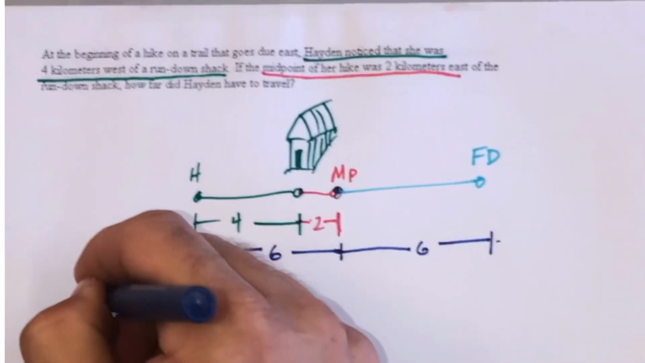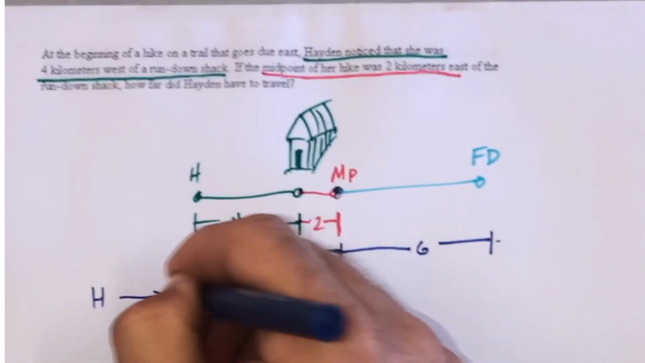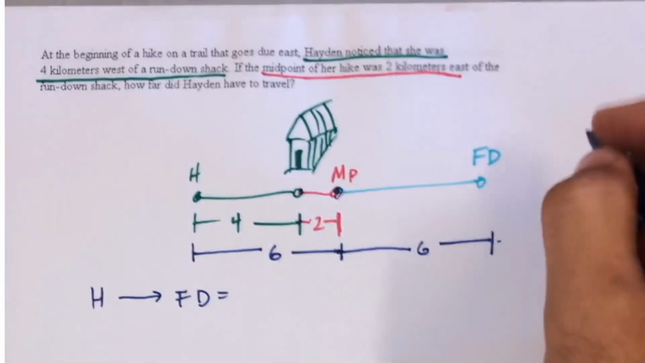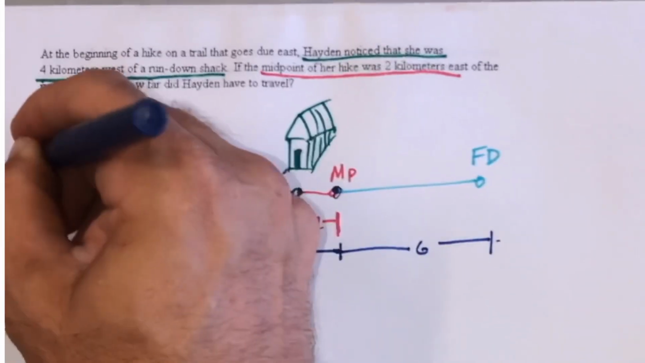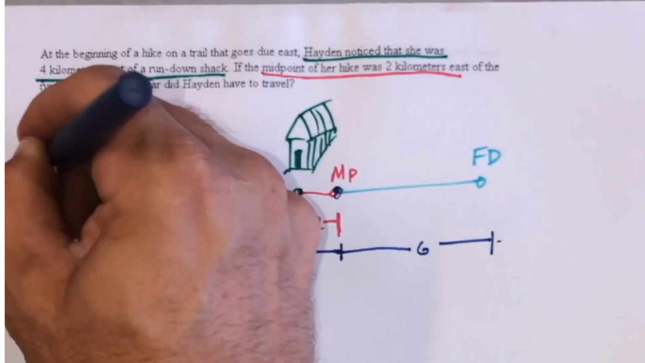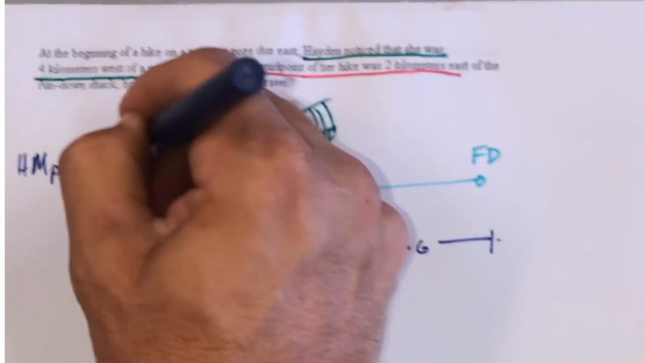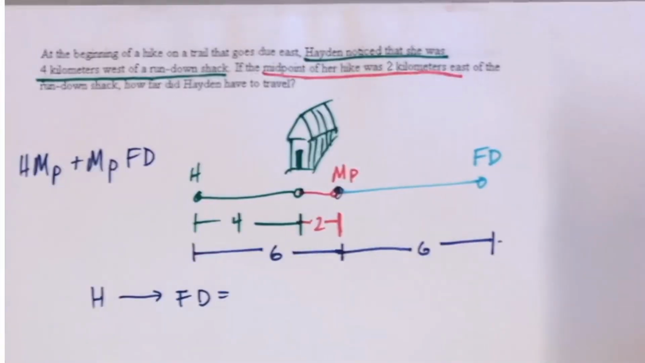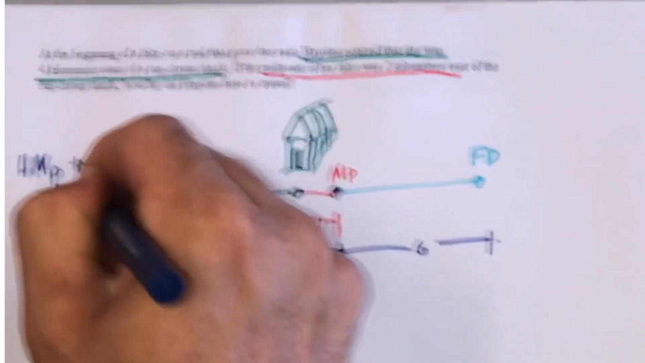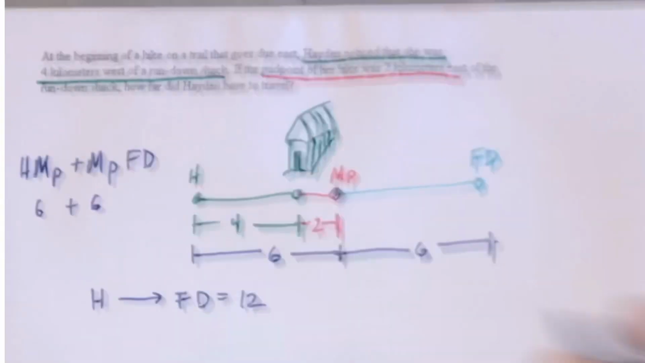So from Hayden to final destination would be a total of, you could say Hayden to midpoint plus midpoint to final destination. I'm putting a lot of variables here. 6 plus 6 is going to be 12.